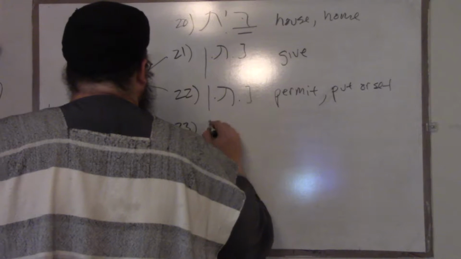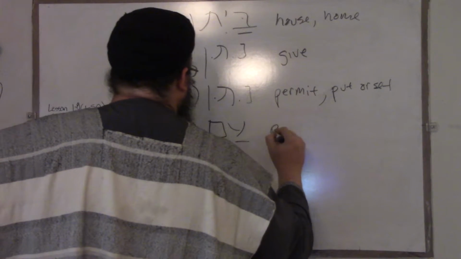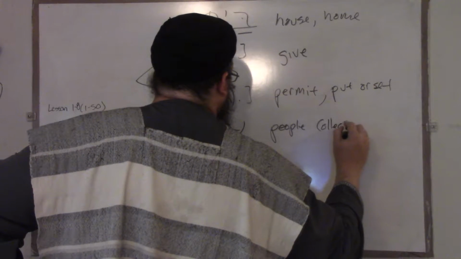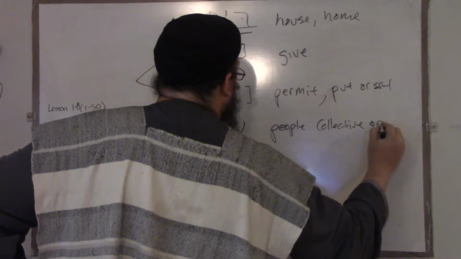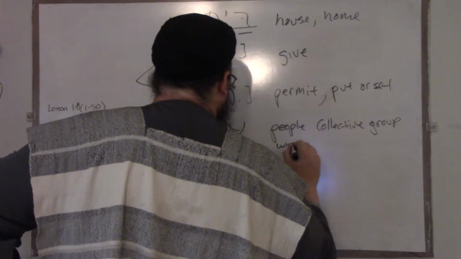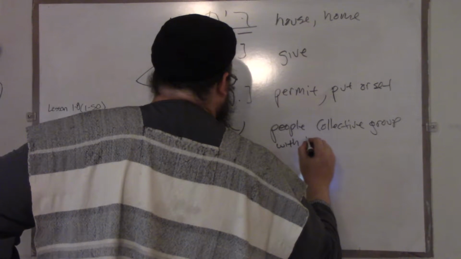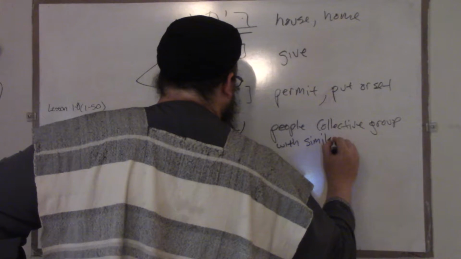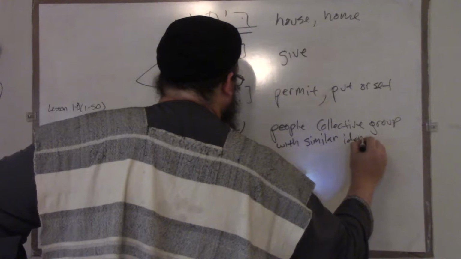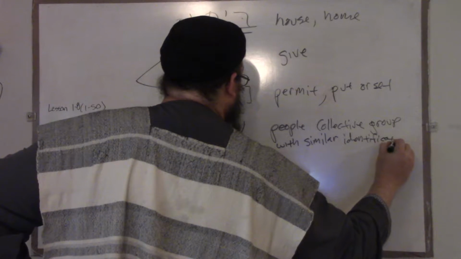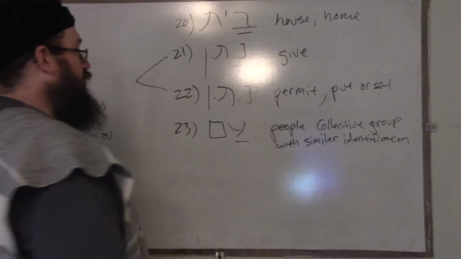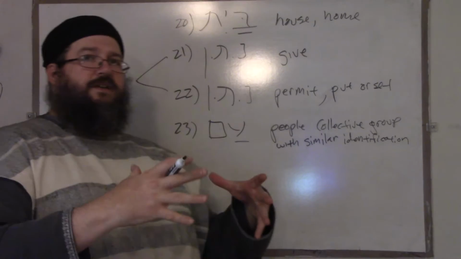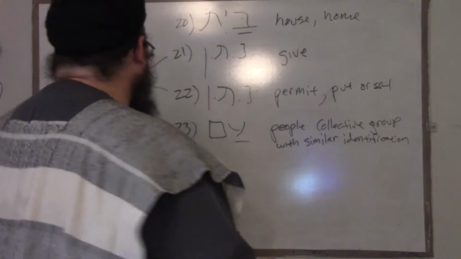The next one is the word for people or collective group. You can look at it as a collective group with similar identification. So when you talk about it, you're talking about a group that has the same standards, the same morals, the same beliefs. That's what it is.